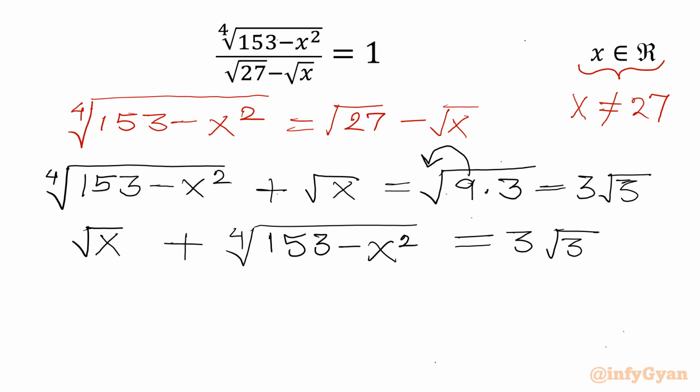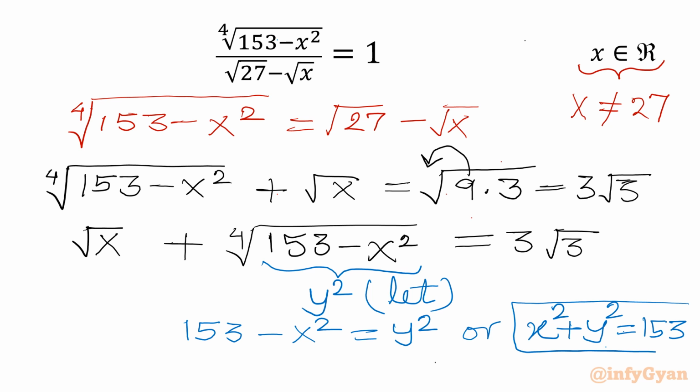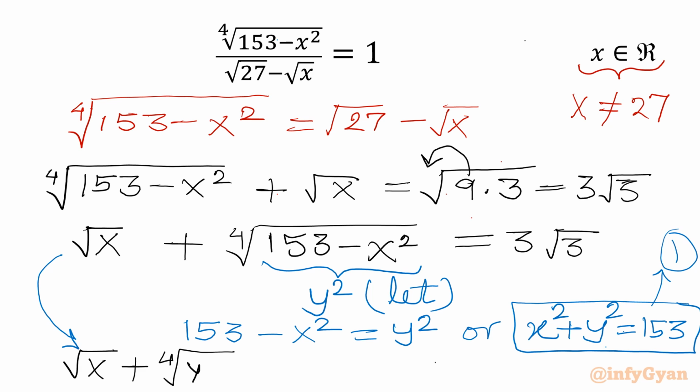Let us consider this radicand equal to y square. So from this substitution, I can write 153 minus x square equal to y square, or x square plus y square equal to 153. Let us call this our equation number 1. And from this substitution, I will get our equation as root x plus 4th root of y square equal to 3 root 3.